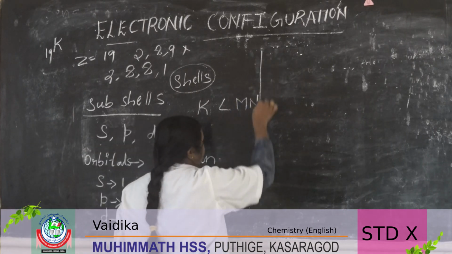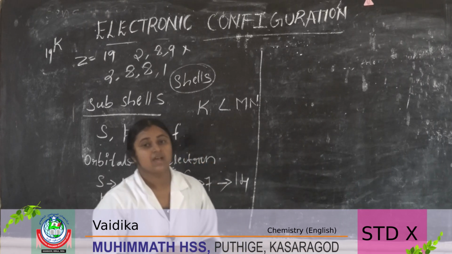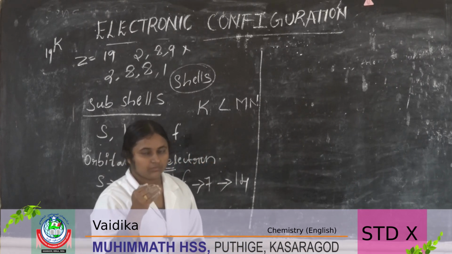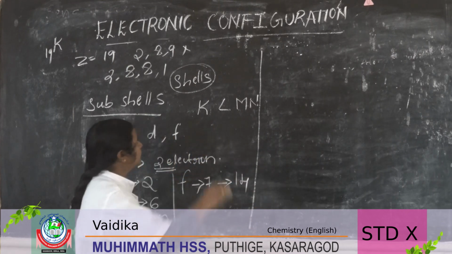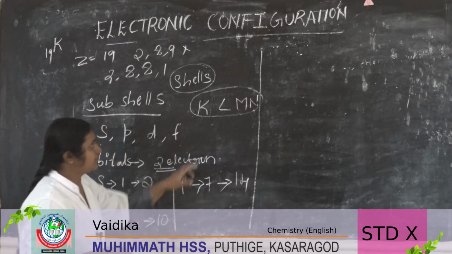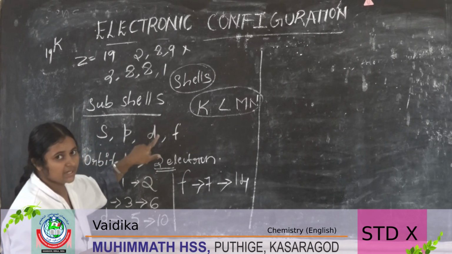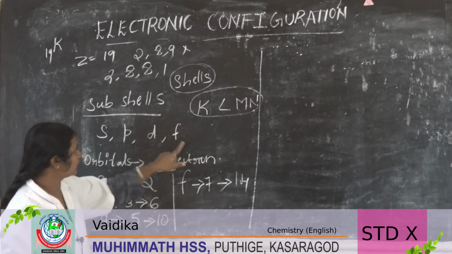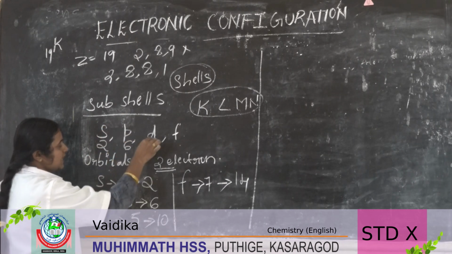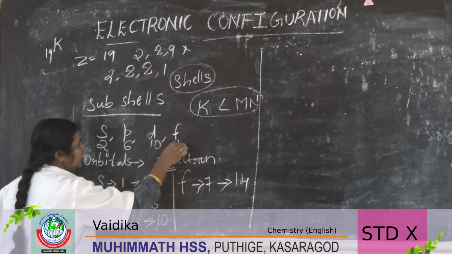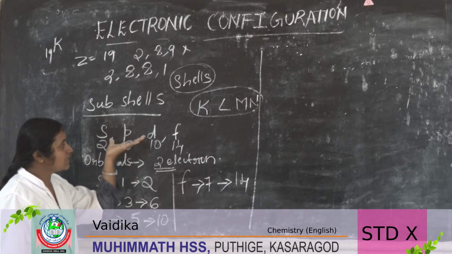So what have we now studied? We studied about the subshells, right? What do we mean by subshells? Subshells are the subdivisions of the main energy shell. That means Bohr gave the 4 main shells, and these are divided into subshells. They are S, P, D, F. So how many electrons can be accommodated here? In S it will be 2, in P it will be 6, in D 10, in F 14. This many electrons can be accommodated in these subshells.